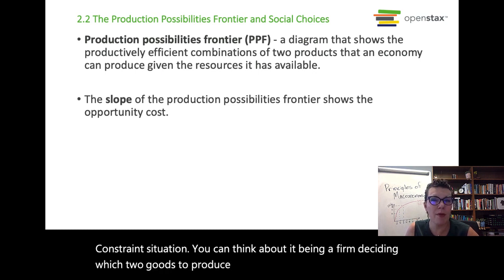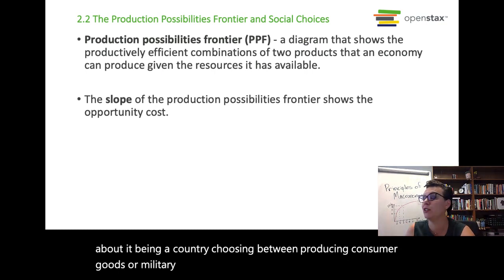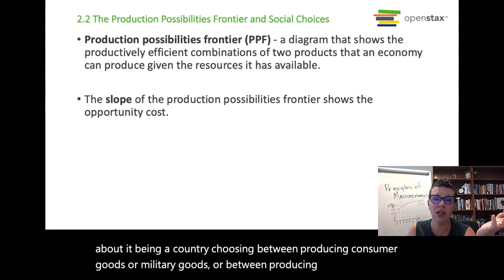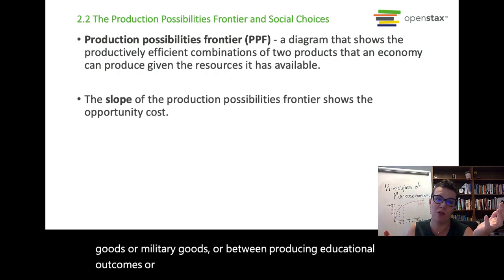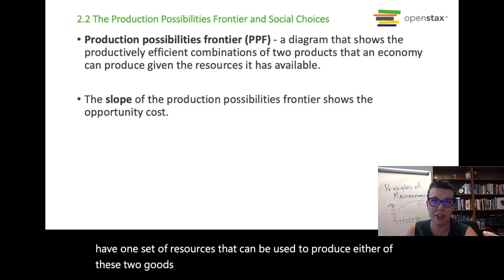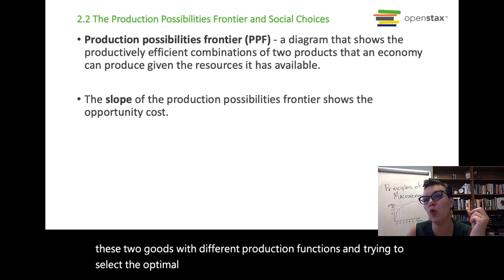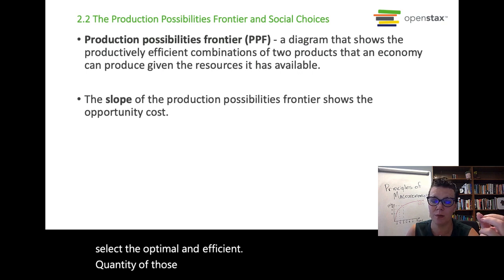For macroeconomics, we can think about it being a country choosing between producing consumer goods or military goods, or between producing educational outcomes or healthcare outcomes. And so the idea is that you have one set of resources that can be used to produce either of these two goods with different production functions, and trying to select the optimal and efficient quantity of those two goods.